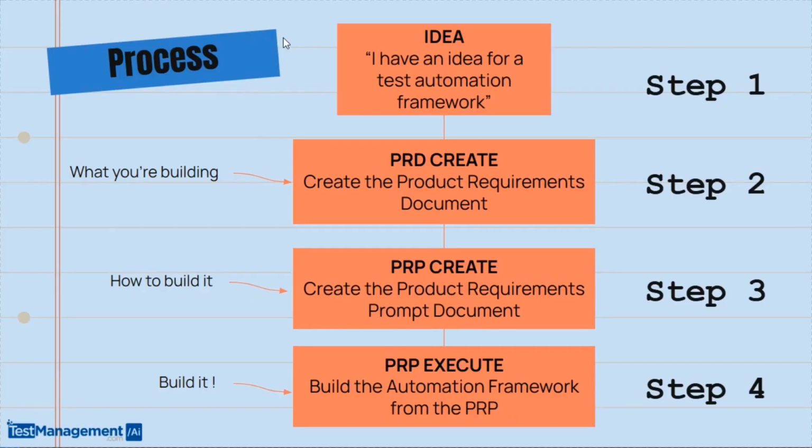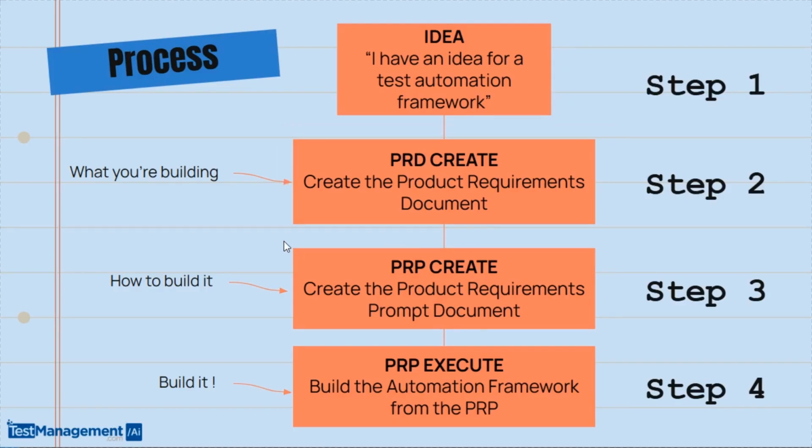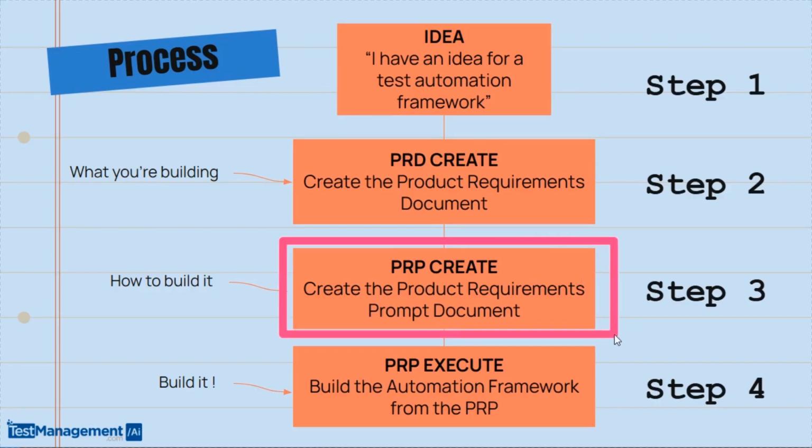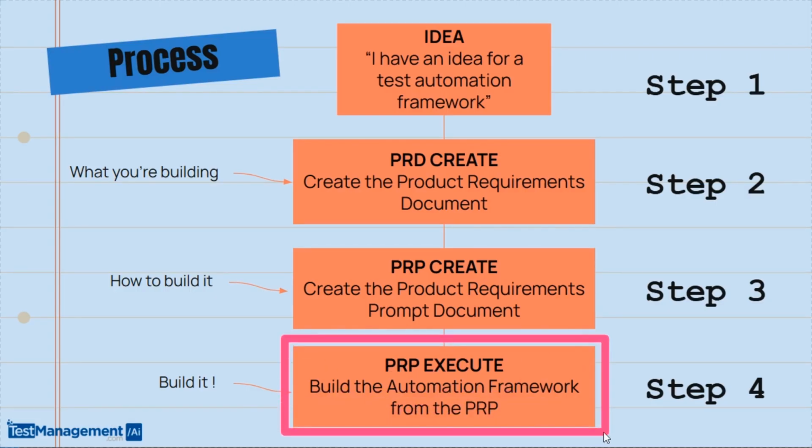So we've completed the 4 steps to building our framework and implementing that first set of tests. We started with an idea. From that idea we created our PRD, which is our what we want to build document, defining the build of our Playwright TypeScript project. We then used that PRD document to create our detailed project requirements prompts, our PRP document, and from that PRP document we ran our execute command that then created our framework.